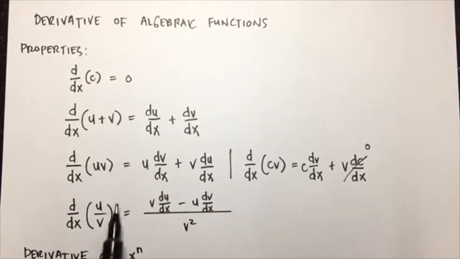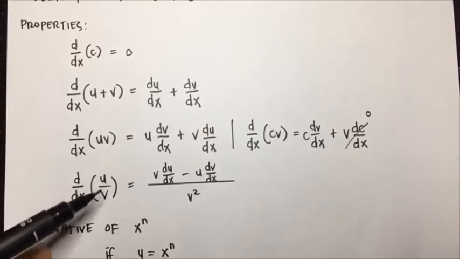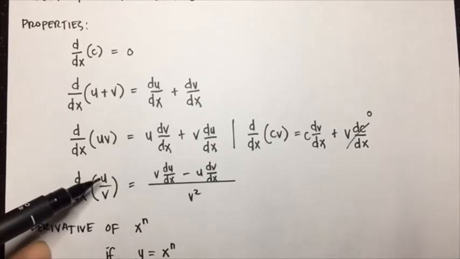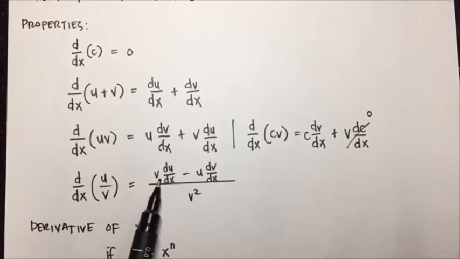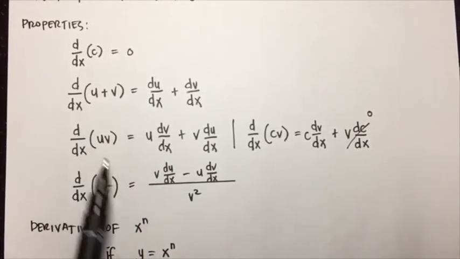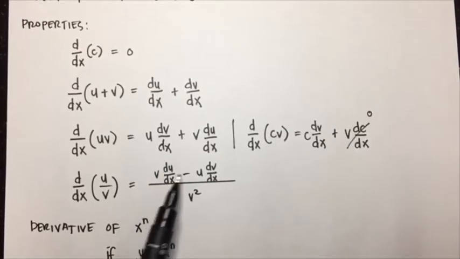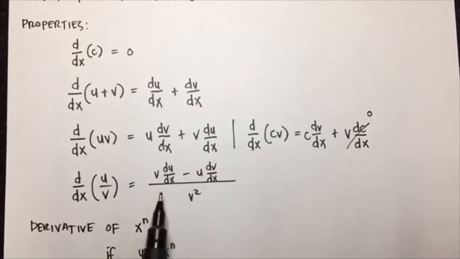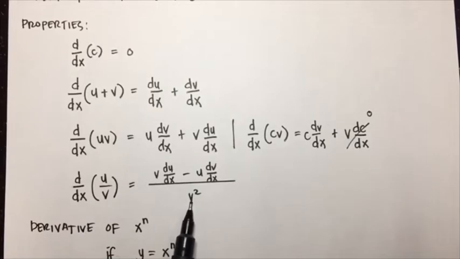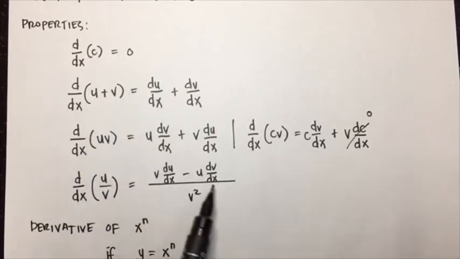The last one is the derivative of a quotient. If we have u divided by v, where u is our dividend and v is the divisor, according to the quotient rule, it will become v multiplied by du over dx, so denominator multiplied by the derivative of the numerator, minus the numerator multiplied by the derivative of the denominator, divided by the denominator squared. You should memorize all these properties because it will be useful later on in finding the derivative of functions.